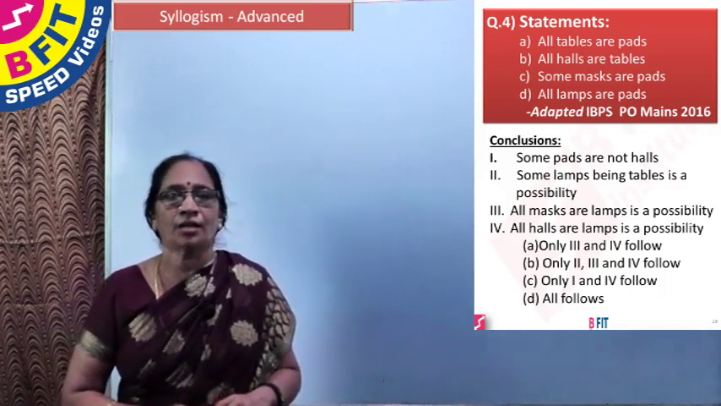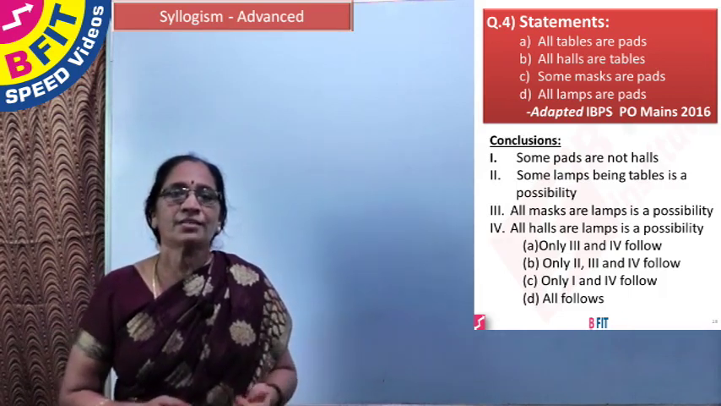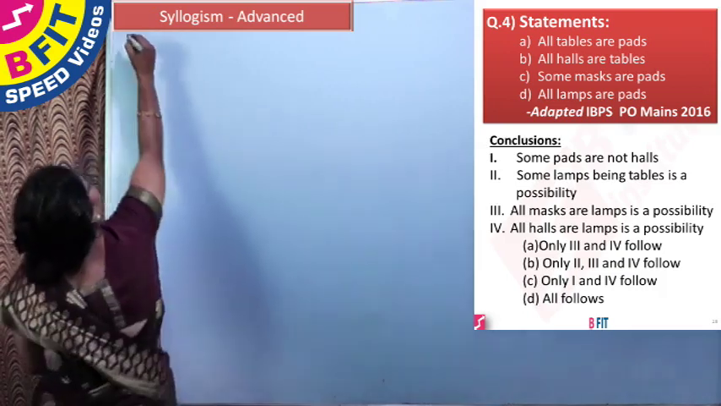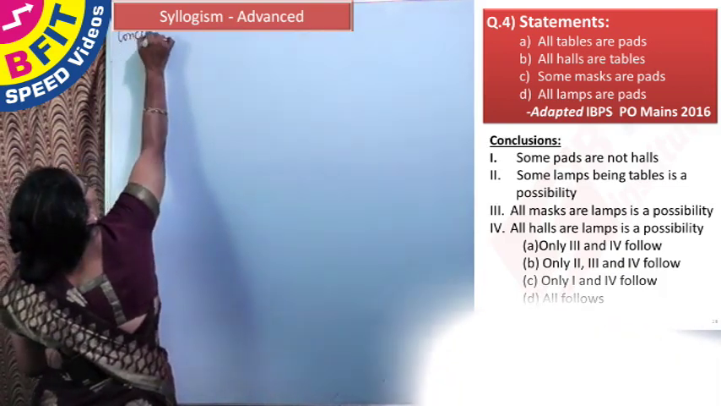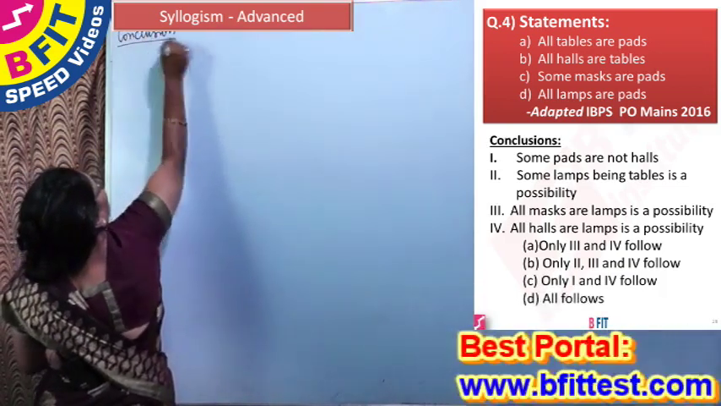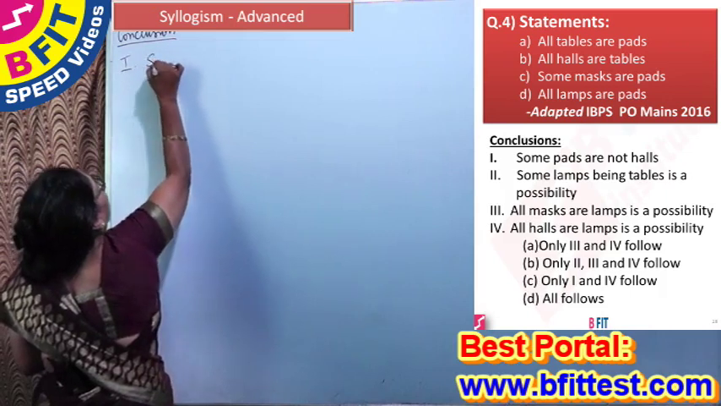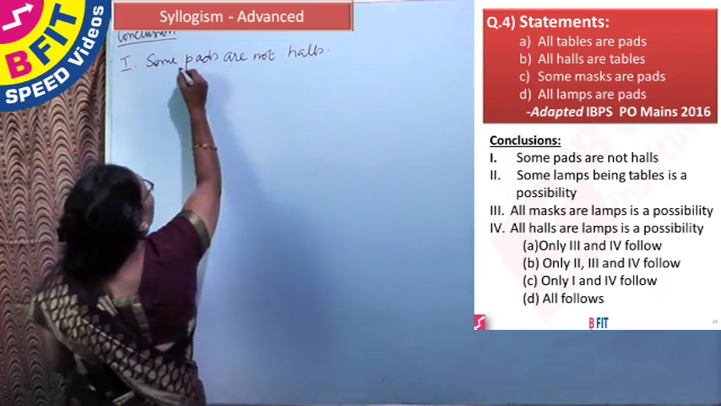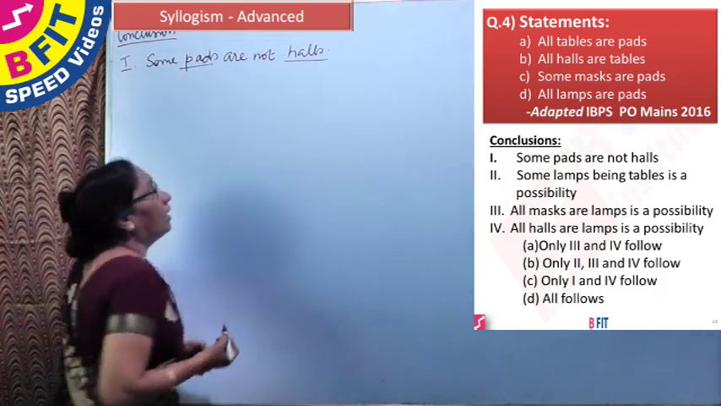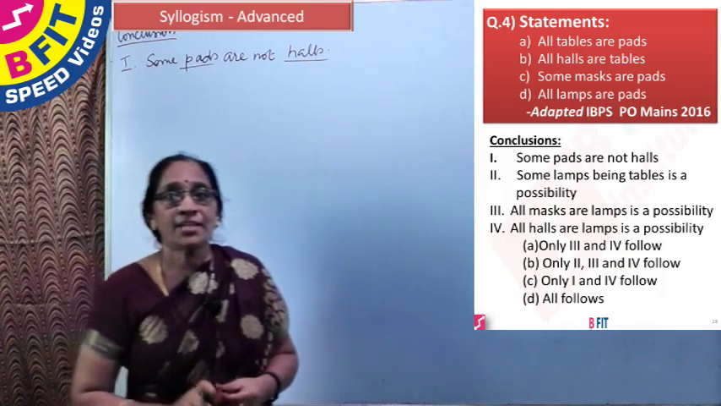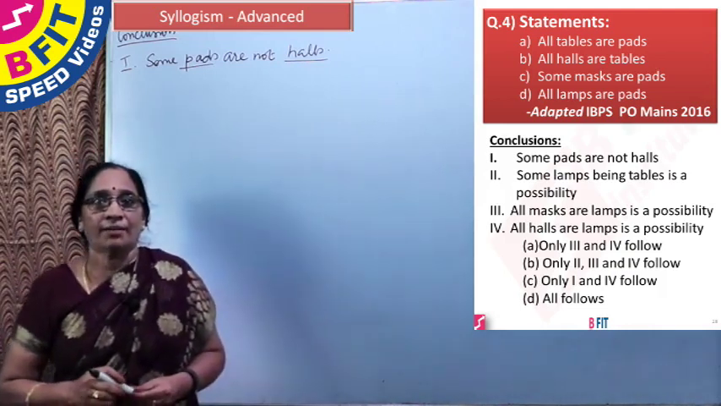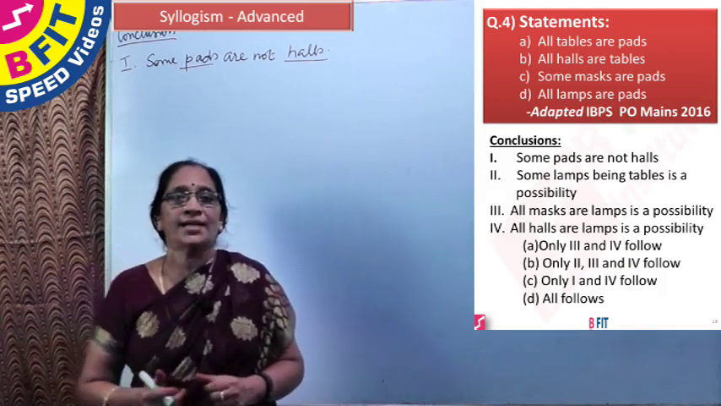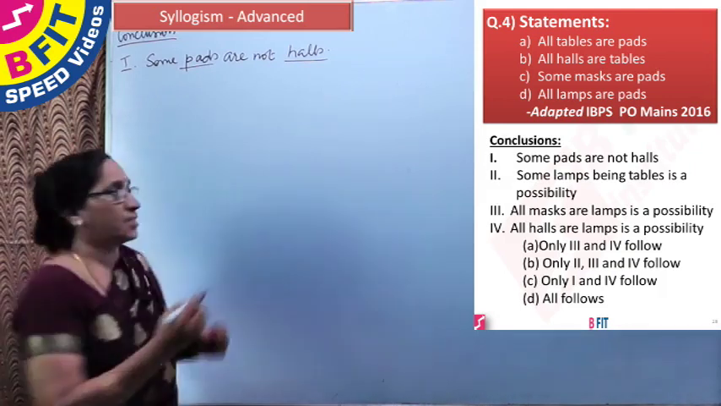Let us consider the conclusions one by one. The first conclusion is, some pads are not halls. The subject and predicate are pads and halls. The statements which contain these subject and predicate are the first and second statements, that is, all tables are pads and all halls are tables.